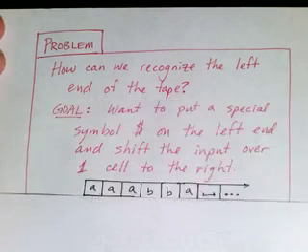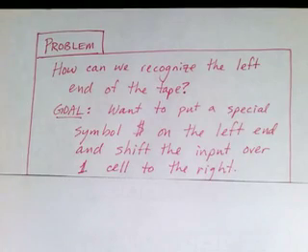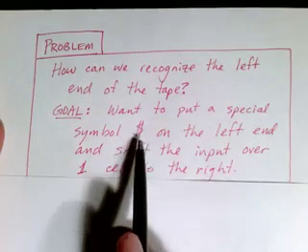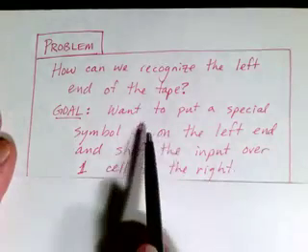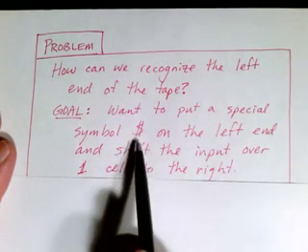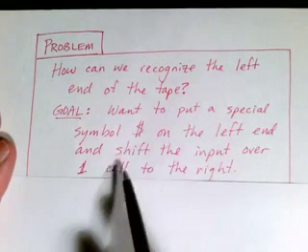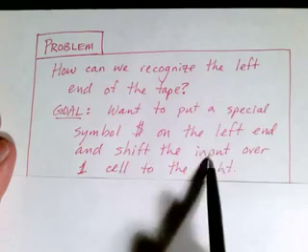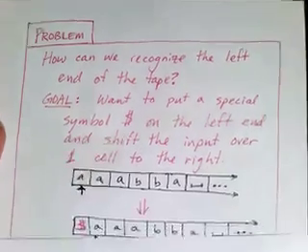So what we're going to do is put a special symbol. We're going to create a new symbol that's not already in our alphabet. We'll use the $ for this. And we want to squeeze it in somehow on the left end. We'll do this by shifting our input over one cell to the right.